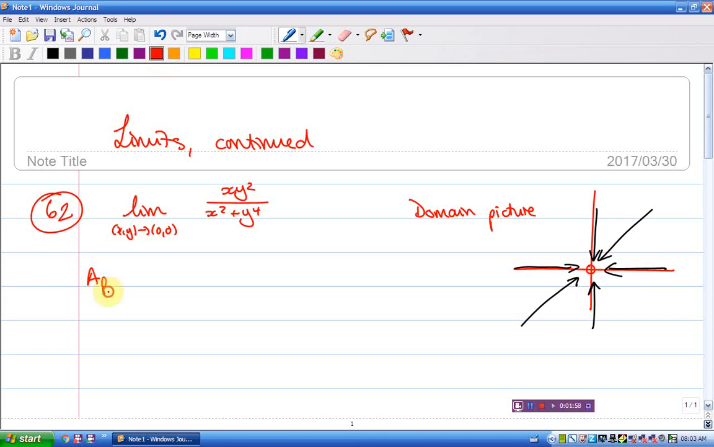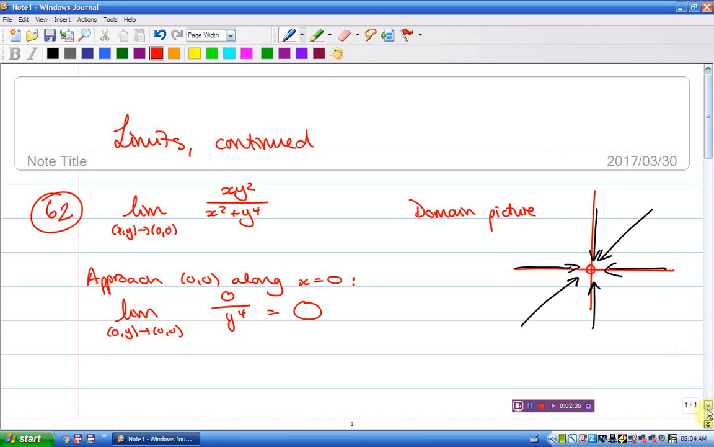Approach (0, 0) along x equals 0, in other words, the y-axis. We'll have the limit as (0, y) tends to (0, 0) of 0 over y to the 4, which is just 0. So we're approaching along those black arrows that are vertical. Switch off this light. There we go, I think it's more visible now. So those are the black arrows along the y-axis.